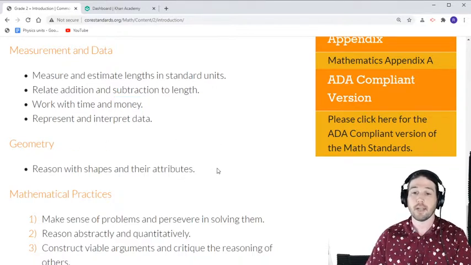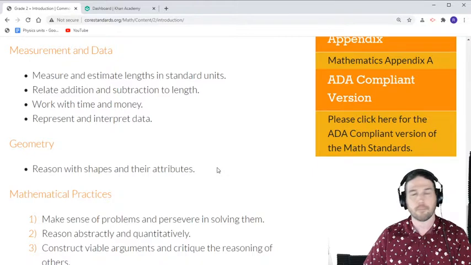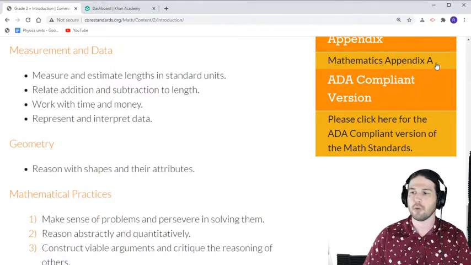Represent and interpret data. We're going to do a little bit more of sort of bar graphs and a few other things. Nothing too complicated in second grade.